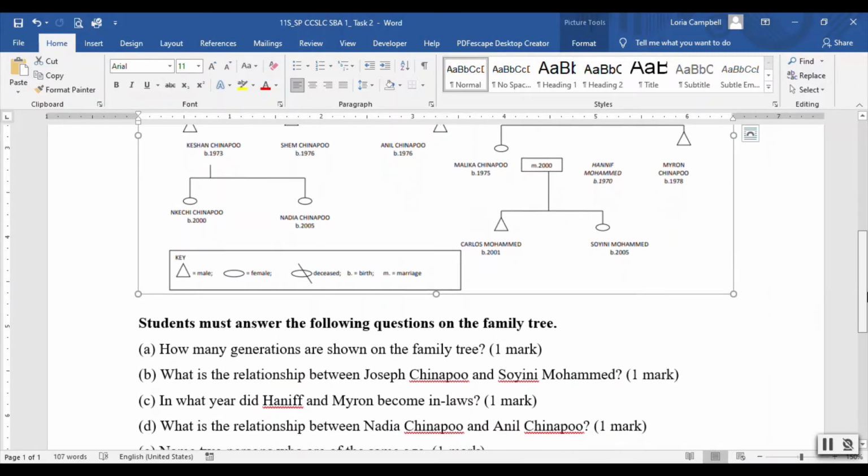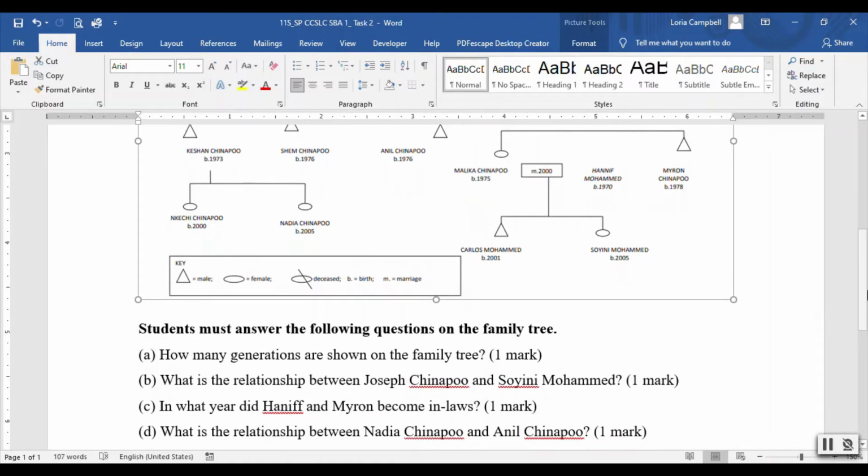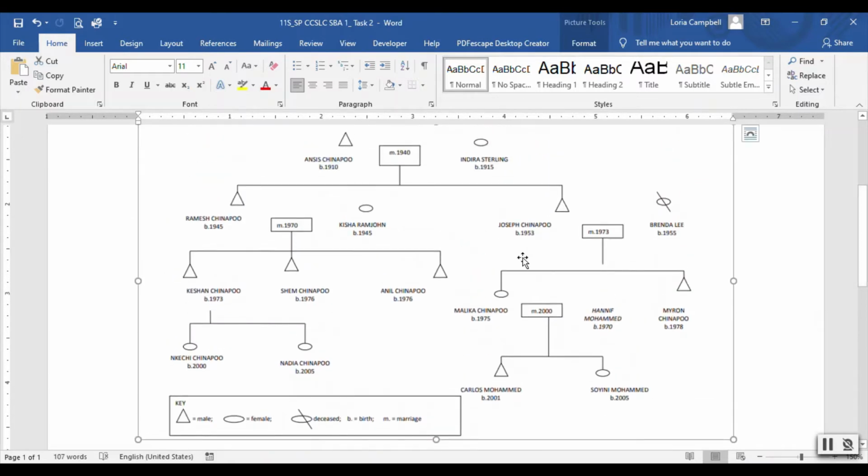How many generations are shown on the family tree? We just looked at that. Each level where children are born into the family: 1, 2, 3, and 4. Okay? Right. Now, next question.